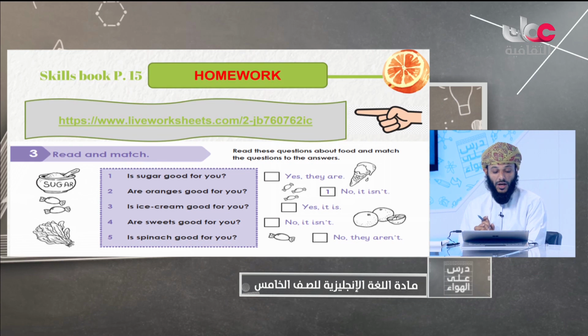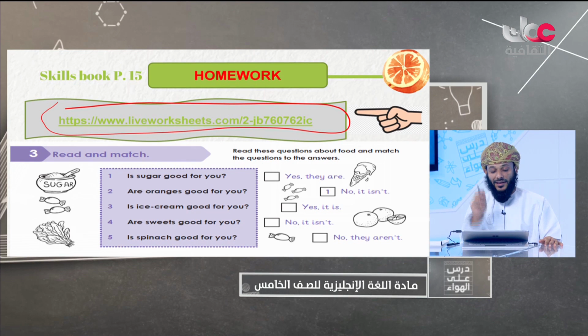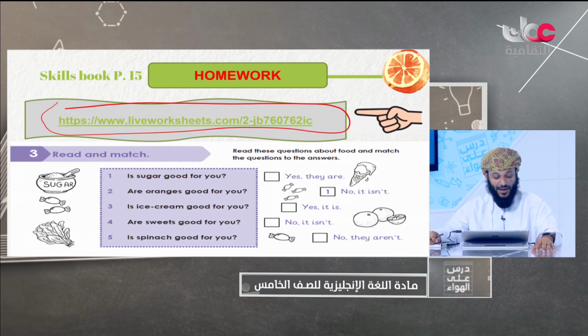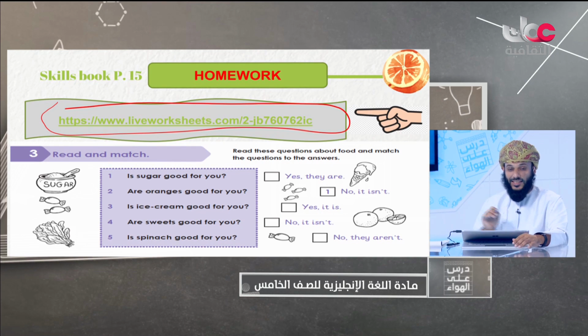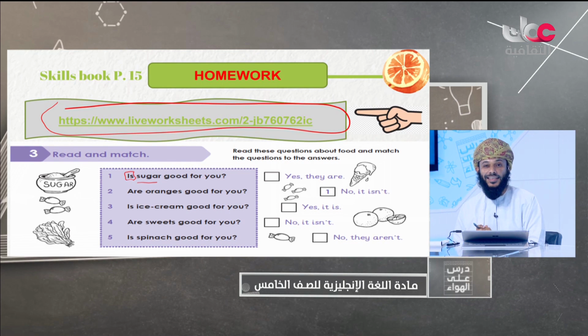Now, activity number 3 on page 15 of the skills book. Again, you can do it here first, then we will do it together. Read and match. We have sugar, orange, ice cream, sweets, different types of food. Now, number 1, it starts with is. And we have sugar. Yalla, we have to match the questions with the answers. Is sugar good for you, of course.